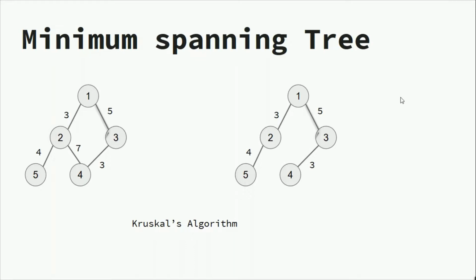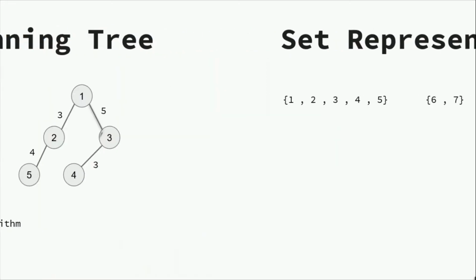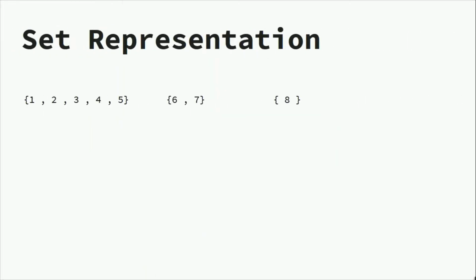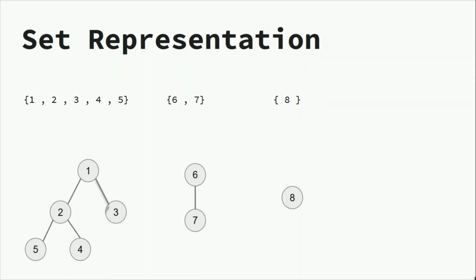Now let's look at the third use case of disjoint sets. That is set representation. The mathematical sets can also be represented using disjoint sets. There are three different sets, one with 5 elements 1 2 3 4 5, another with 2 elements 6 7, and another with 1 element, that is 8. So we can use disjoint sets to represent them.